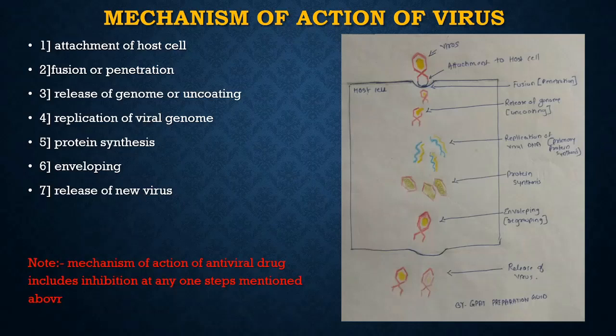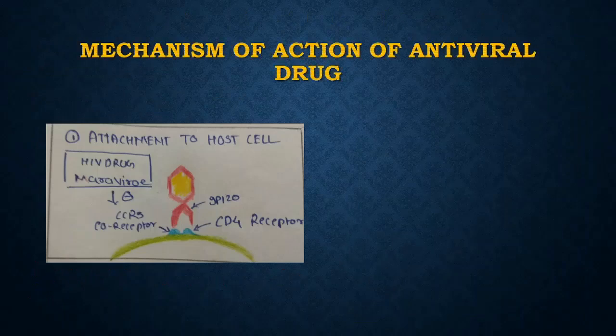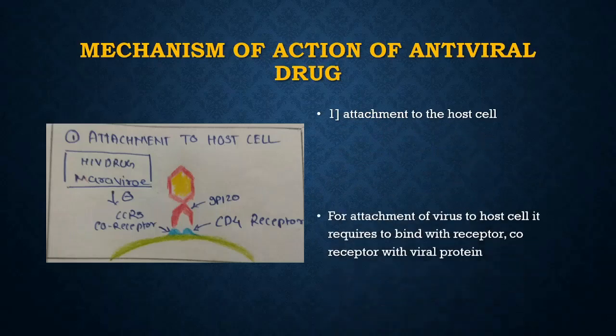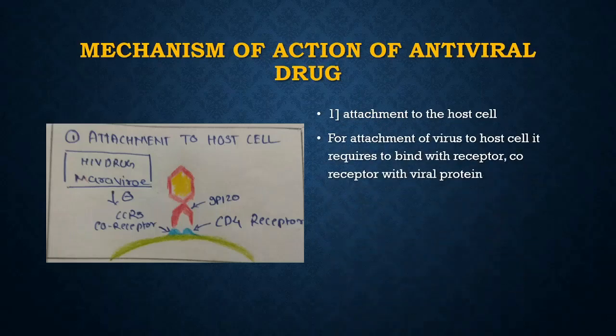To know the mechanism of antiviral drugs, we should know this mechanism of action of virus and where our drugs act, at which point of this mechanism, to inhibit its action. Now the first point is attachment to the host cell. At the host cell and viral attachment, there are some receptors and proteins present which help them to attach to the host cell. The protein present on virus is known as GP120 and the receptors are the CD4 receptor and the co-receptor CCR5.